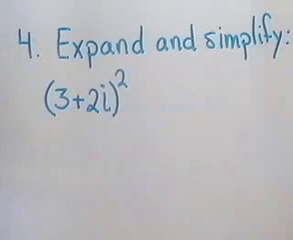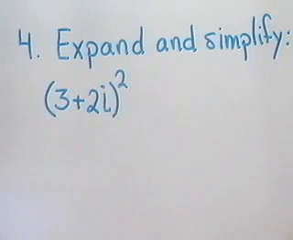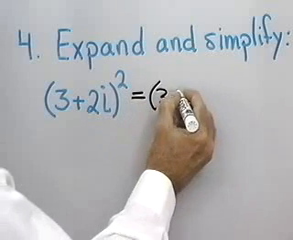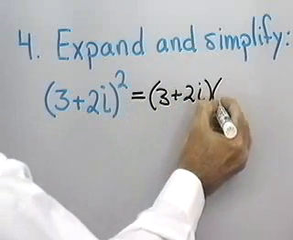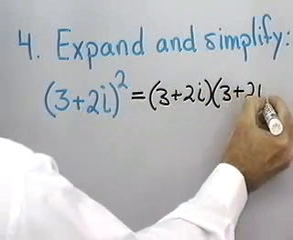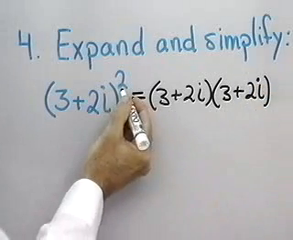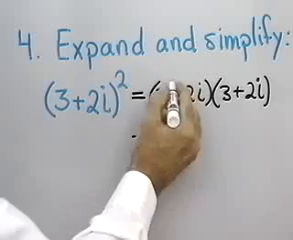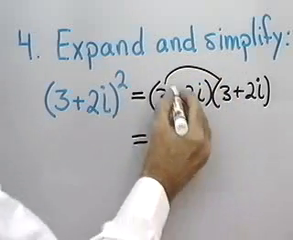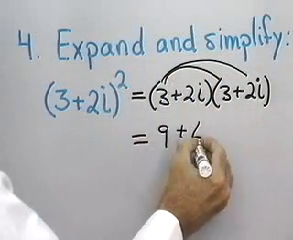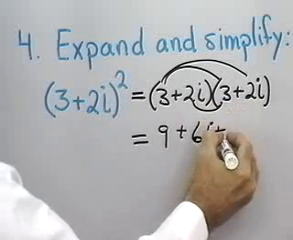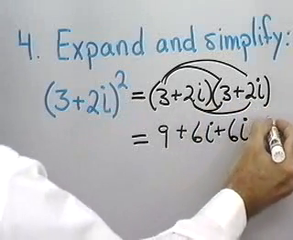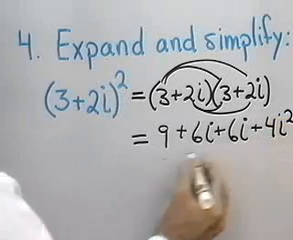Here's our next problem. Let's expand and simplify 3 plus 2i squared. So I'm going to write this as 3 plus 2i times 3 plus 2i, using the fact that this exponent means repeated multiplication. Now, I'm going to multiply just as if these were polynomials. So I'll multiply the first two terms, 9, the outside terms, 6i, the inside terms, another 6i, and then the last terms, 2i times 2i will be 4i squared.